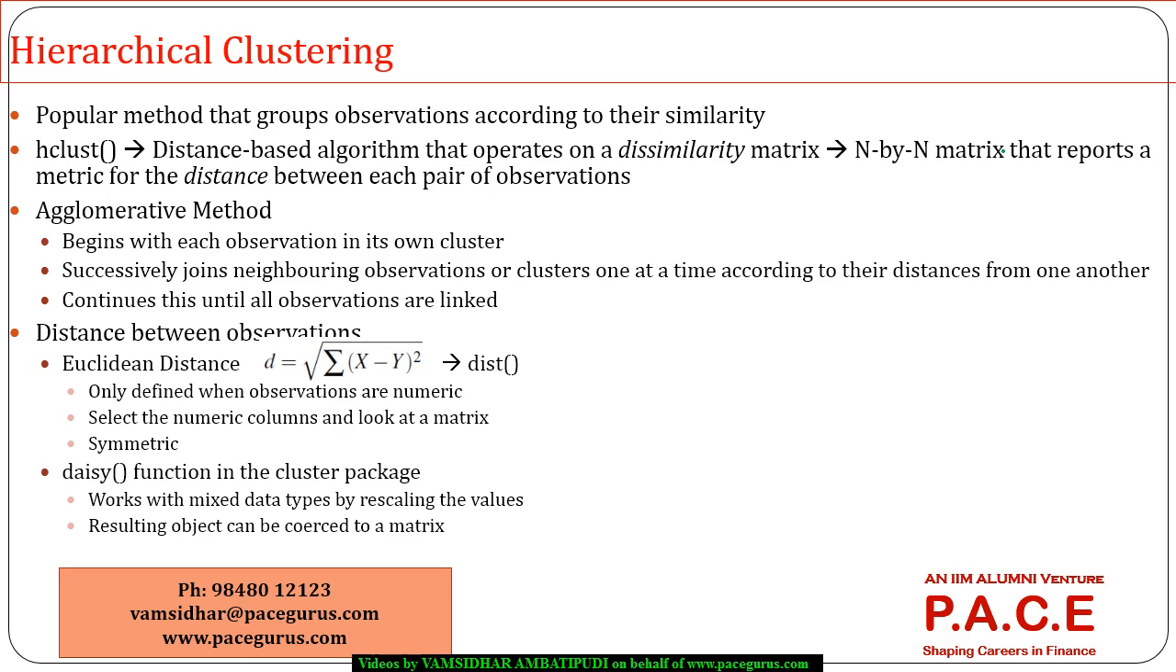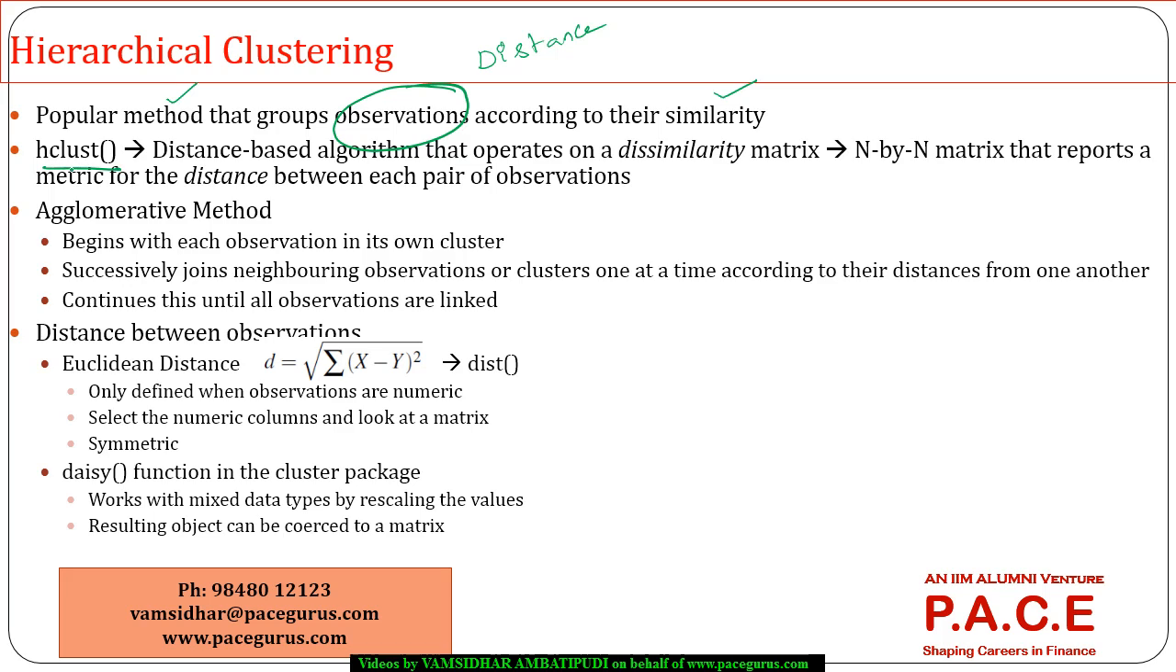Now let's get started with hierarchical clustering. It's the most popular method. We have already talked about how this is a distance-based clustering algorithm, so it groups the observations based on their similarity. The distances between elements within a group should be very minimal, and the distances of the observations across the groups should be maximum. That is the fundamental idea behind the hierarchical clustering algorithm.